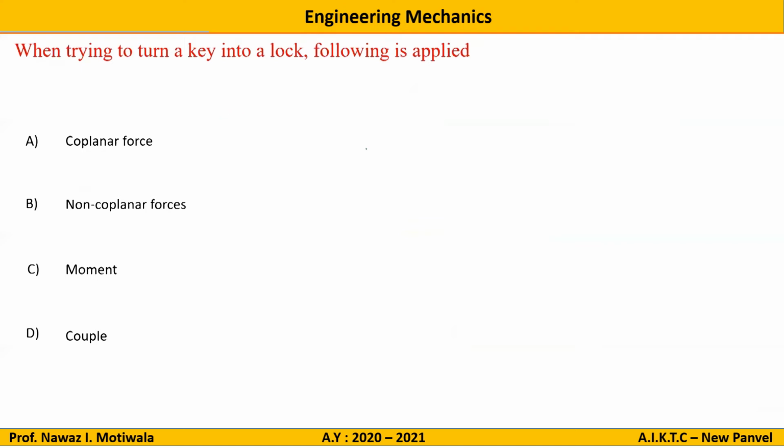While turning a key in a lock, the following is applied. If you imagine a key in your hand and you are applying a force, you can see that you are applying two opposite parallel forces separated by some distance, that is the width of the key. Two parallel forces separated by a distance is known as a couple, and it gives the rotary movement. So that is known as a couple, and it is option D.